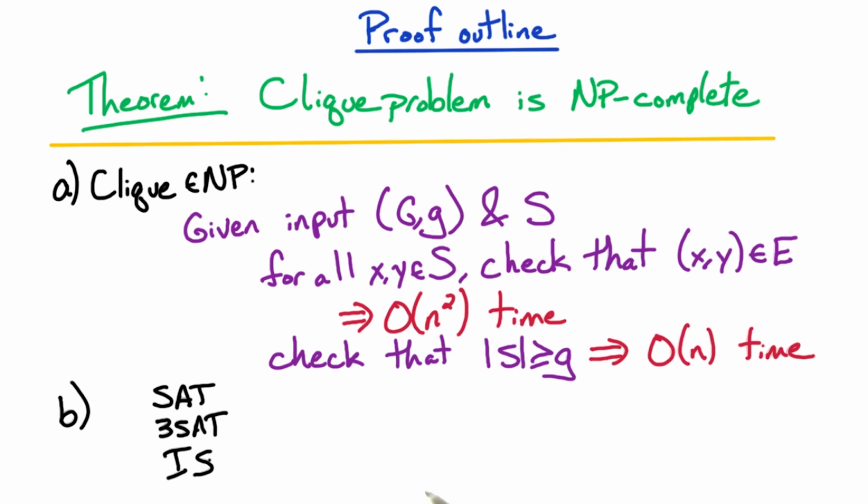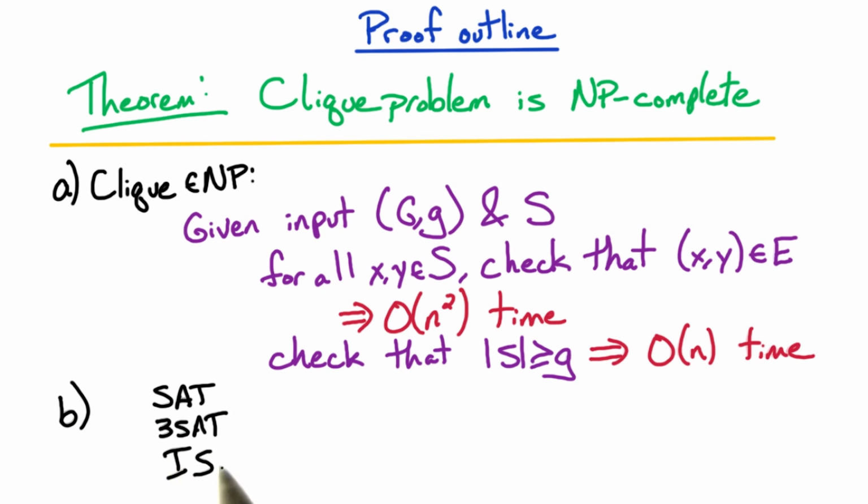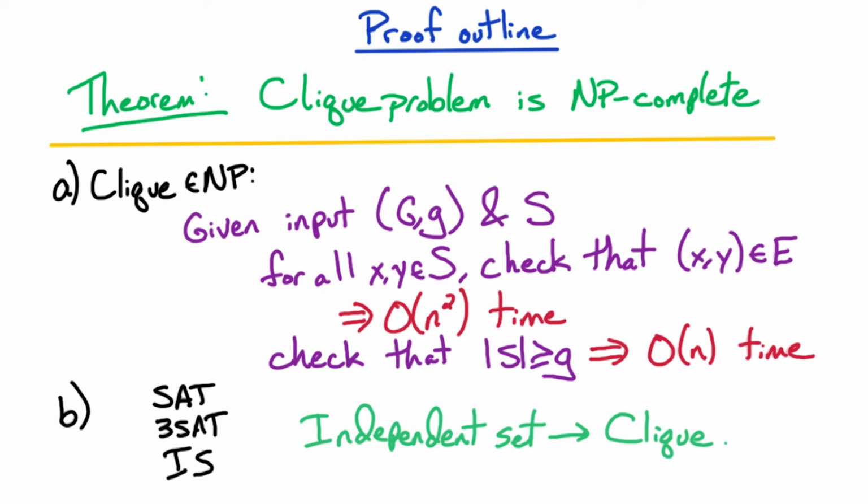We're going to take one of these. Which one are we going to take? We're going to take the one which is most similar to the clique problem. Clique is a graph problem, so we'll take the independent set problem, which is also a graph problem. So we'll show that the independent set problem reduces to the clique problem.